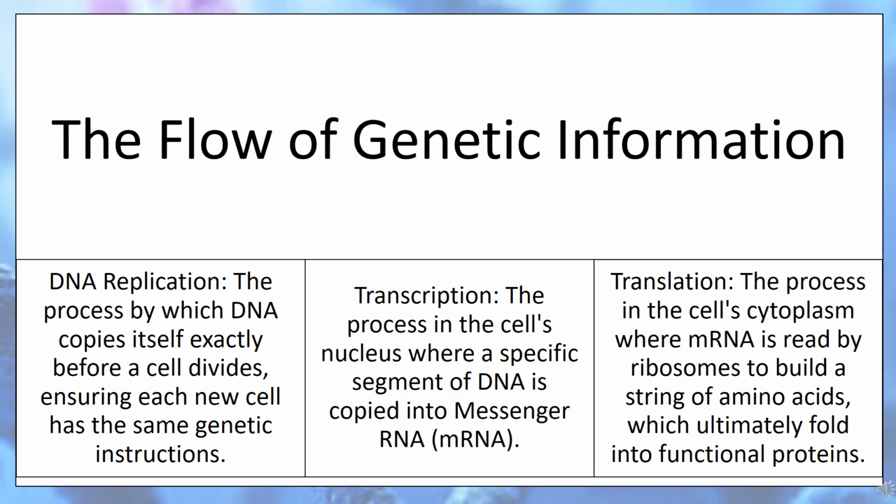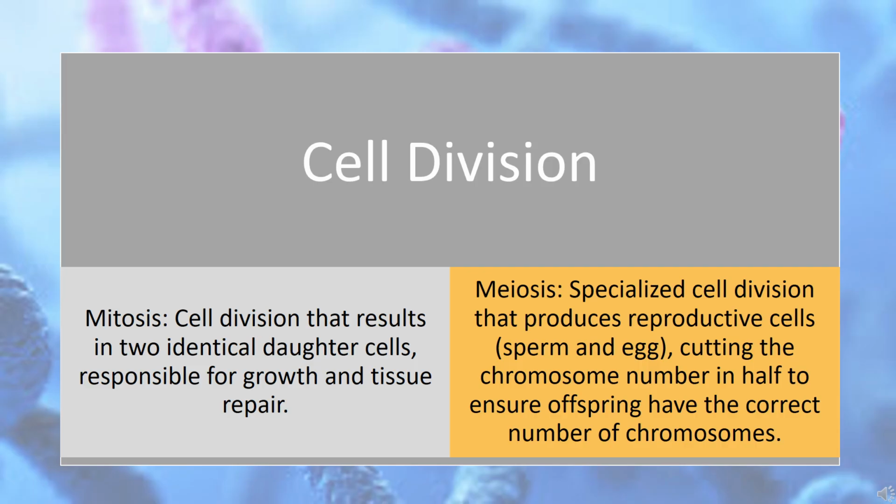RNA, mRNA. Translation, the process in the cell's cytoplasm where mRNA is read by ribosomes to build a string of amino acids, which ultimately fold into functional proteins. Cell division. Mitosis, cell division that results in 2 identical daughter cells, responsible for growth and tissue repair. Meiosis, specialized cell division that produces reproductive cells, sperm and egg, cutting the chromosome number in half to ensure offspring have the correct number of chromosomes.